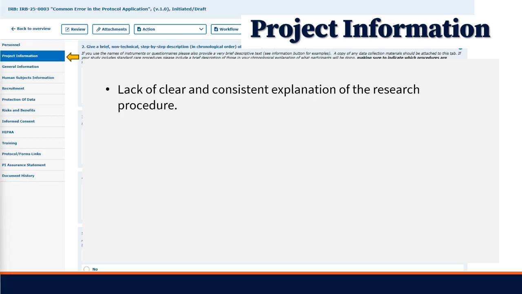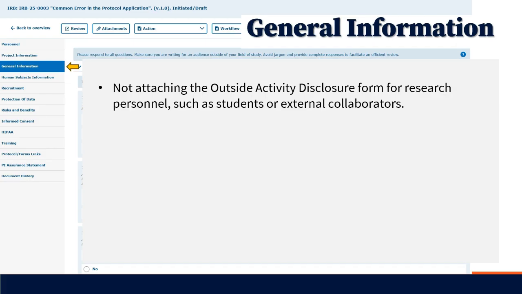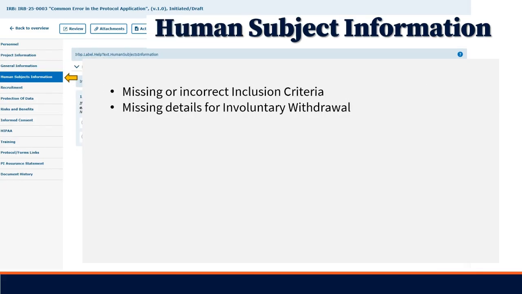Under the Project Information tab, the most common error is the lack of clear and consistent explanation of research procedures. Under General Information, the most common error is not attaching the outside activity disclosure form for research personnel, such as students or external collaborators. Under the Human Subject Information, the two most common errors are missing or incorrect inclusion criteria or missing details for involuntary withdrawal.